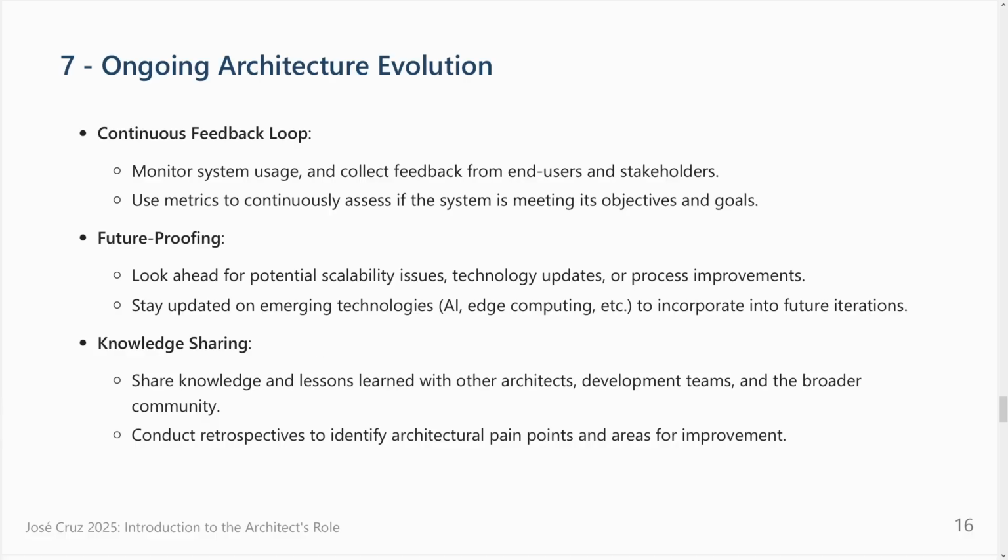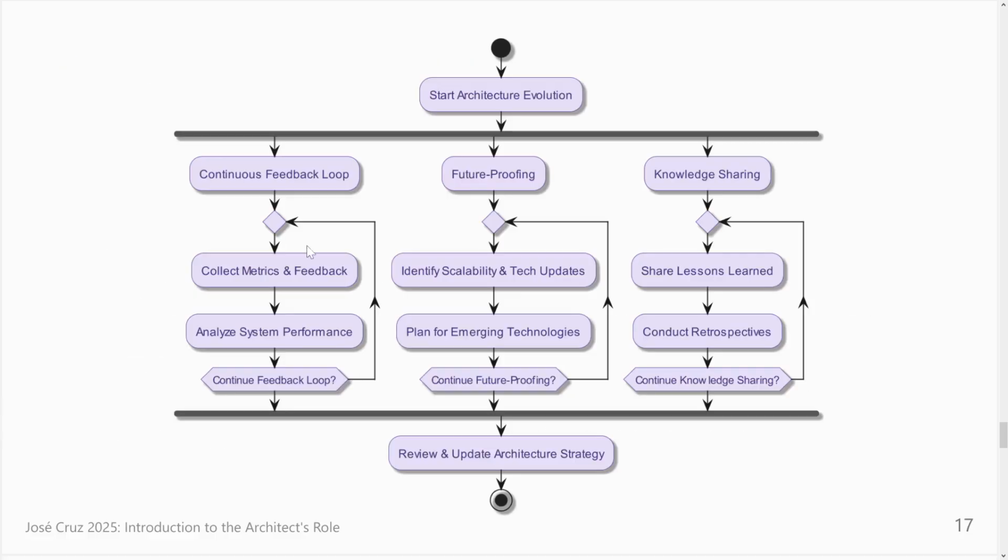And knowledge sharing: you have to share the knowledge and lessons learned with other architects or software engineers, even development teams, and a broader community in your application, even stakeholders. You have to share some of the lessons learned, and conduct retrospectives to identify architectural pain points and the areas of improvement, as we were talking about here. Again, these are things that can happen at the same time. You have to start architecture evolution here.